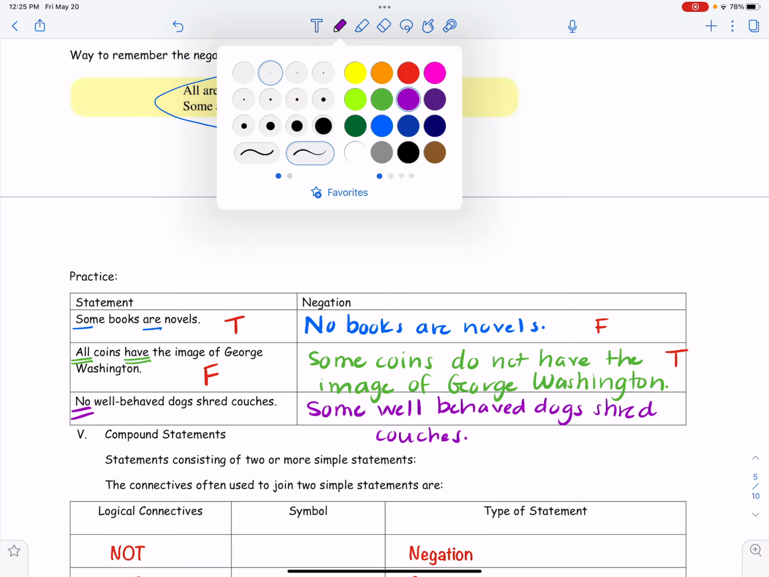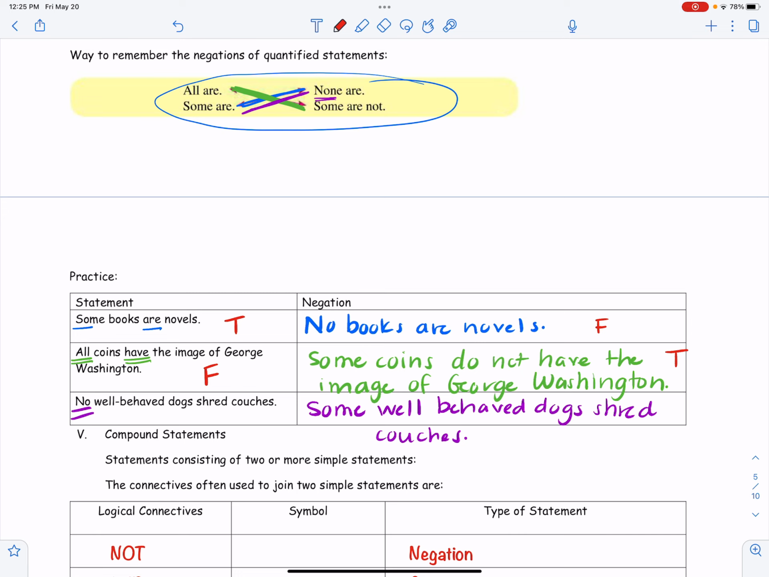Again, opposite truth values. No well-behaved dogs shred couches, that's a true statement. If it's well-behaved, it definitely shouldn't shred a couch. Some well-behaved dogs do shred couches. That has the opposite truth value because it would in turn be false.